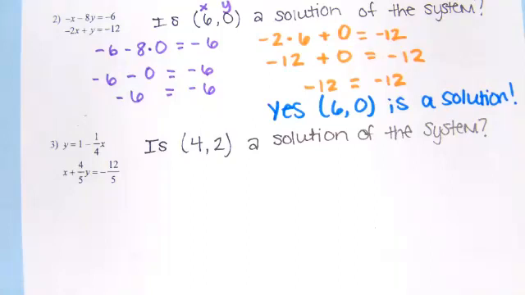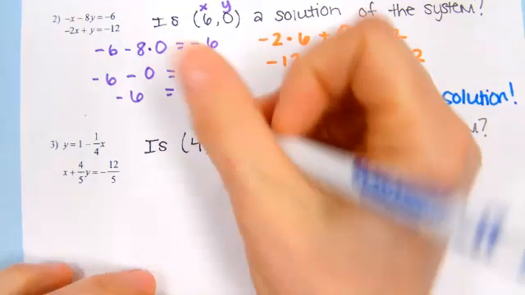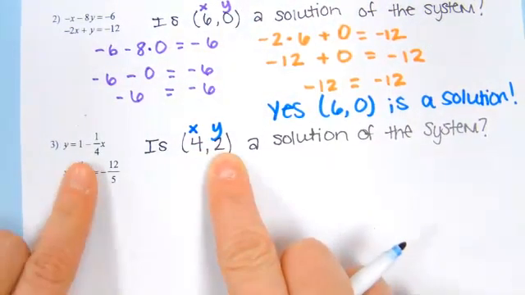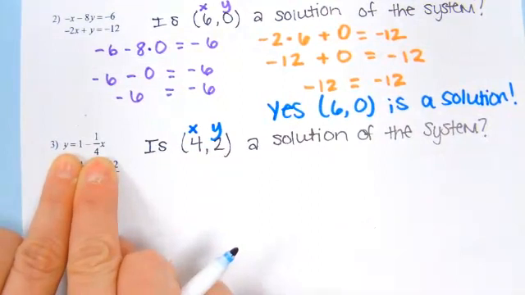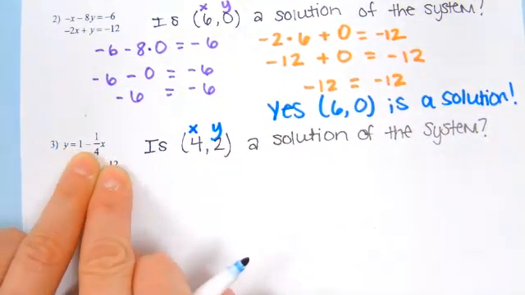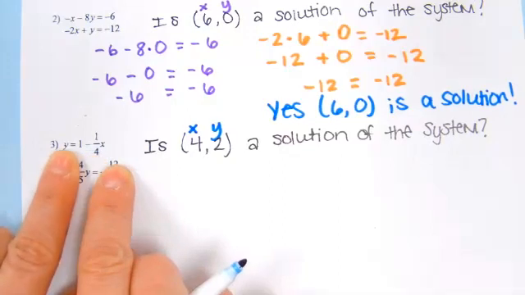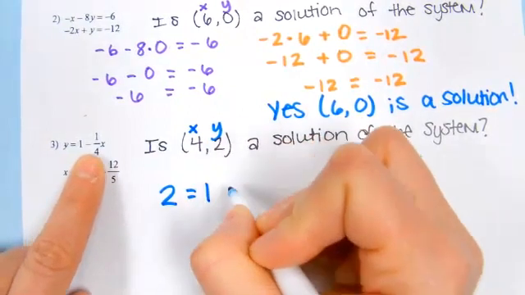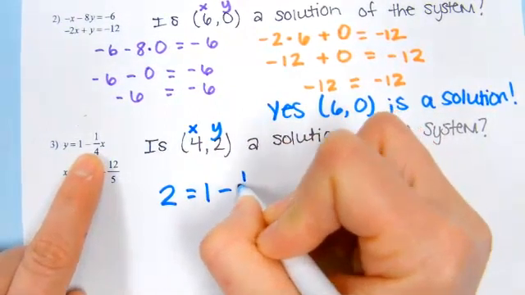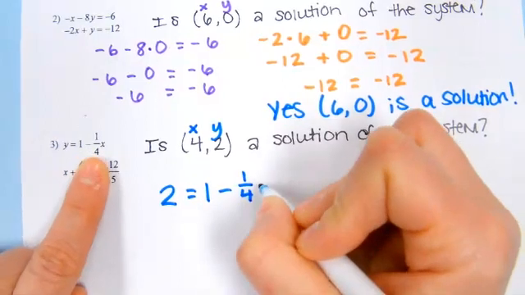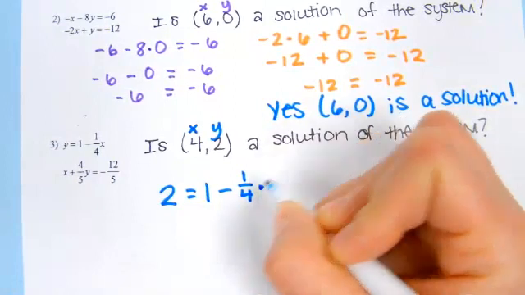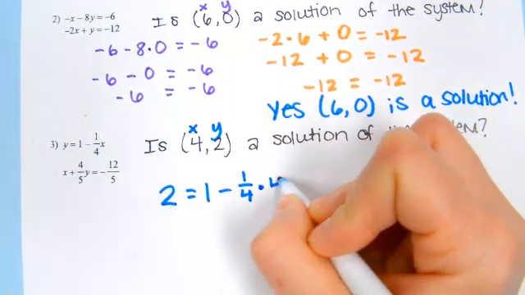So this one says, is 4,2 a solution of the system? So we're going to remember that x is 4 and y is 2. It has to go in order. And we're going to start with the top one, okay? So it says y equals 1 minus 1/4 x. So instead of y, I'm going to write 2. And then I'm going to write equals, and then I'm going to write 1, and then minus, and then 1/4, knowing that's 1 divided by 4. And then the x is right next to it. So now right next to that is a times, and then 4 for x.